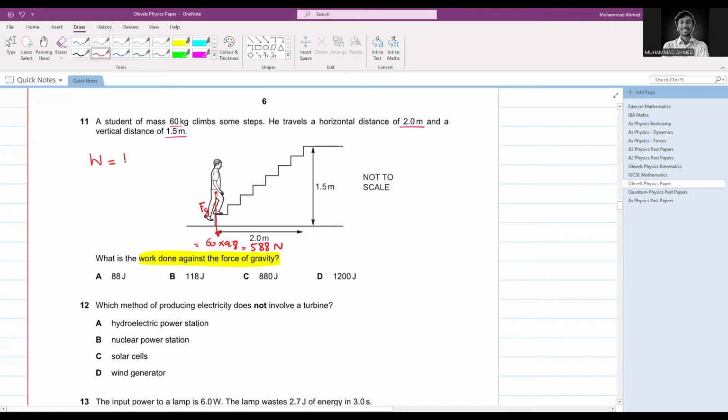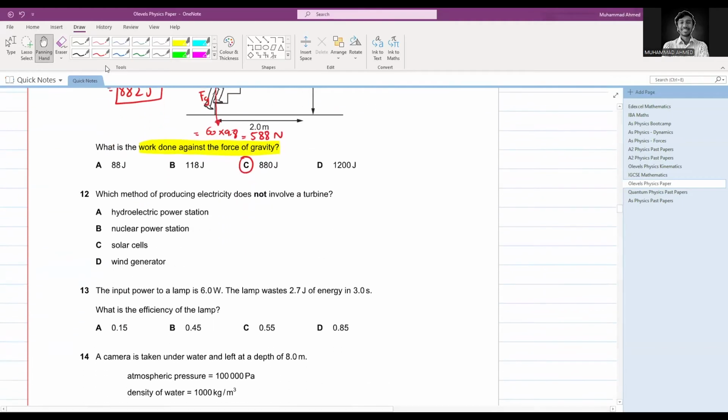Whenever we calculate work done, do you remember we take the force and multiply it with the distance in the direction of the force? The force is 588. What is the distance in the direction of the force? 1.5. Can you calculate the work done against gravity? 588 into 1.5. This comes out to be 882 joules. Any answers like that? C is your answer. Simple as that, nothing complicated. Let's further move ahead. Let's see question number 12.